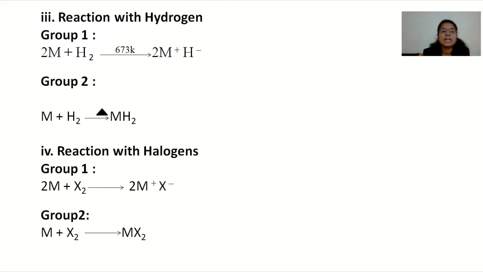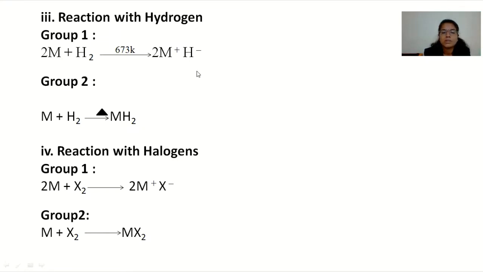Now next, see reaction with hydrogen. So alkali metals when reacting with hydrogen at higher temperature form metal hydrides. You can see here the reaction, 2M plus H2 at 673 Kelvin temperature forms metal hydride. For example, if M is sodium Na, then it forms NaH in this way.